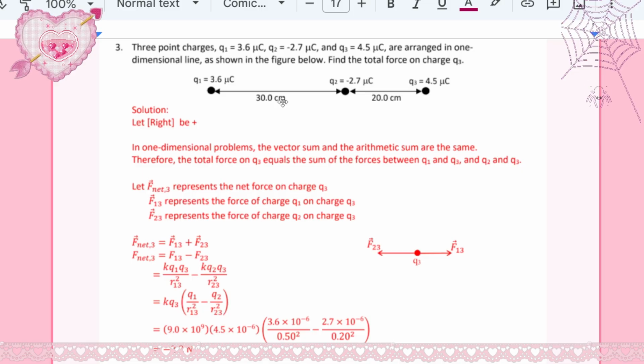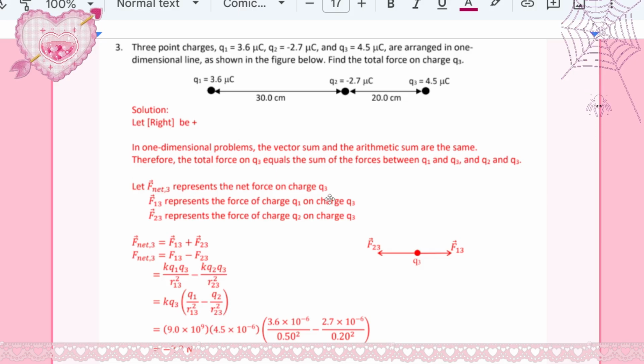We can see that there are 30 centimeters separating Q1 and Q2, and 20 centimeters separating Q3 and Q2. We're going to let right be the positive direction, and in one-dimensional problems, the vector sum and the arithmetic sum are the same, so we just add up these forces, and the sum is going to equal the total force. Now, let F net 3 represent the net force on Q3. We want to find the total force on Q3, so that's why we're solving for it.